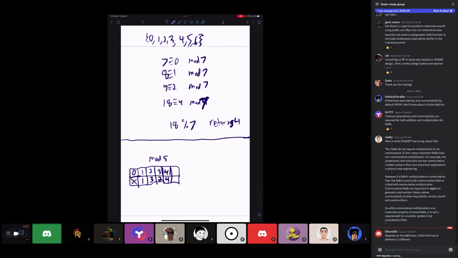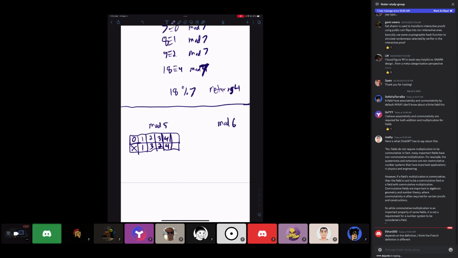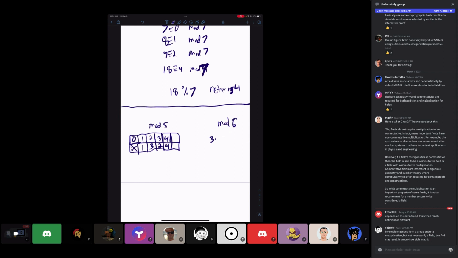Okay, but if we thought about the integers modulo 6, I think it should be that any number that's not co-prime to 6 won't have a multiplicative inverse. For example, let's take 3. It turns out there's no number you can multiply 3 by to get something congruent to 1 mod 6. So 3 times 0 certainly doesn't work. That spits out 0, which is not congruent to 1 mod 6.